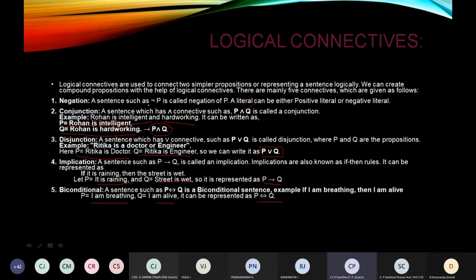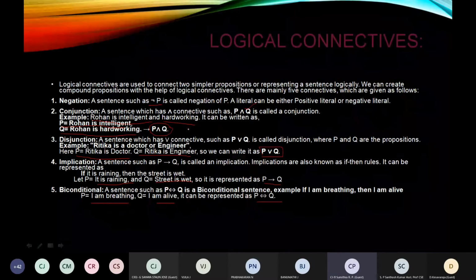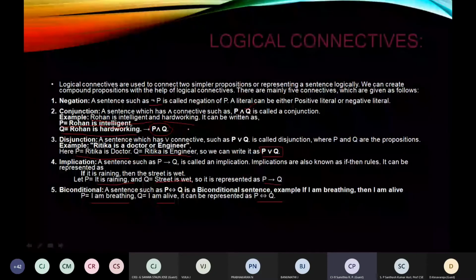The first one is called negation, not. A compound statement needs some logical connectives. Negation gives either a positive literal or a negative literal. The second one is conjunction: Rohan is intelligent and Rohan is hardworking, so P conjunction Q, that is, P and Q.